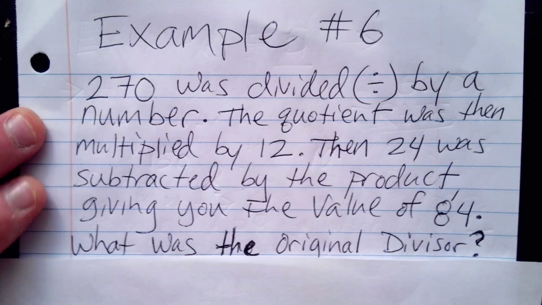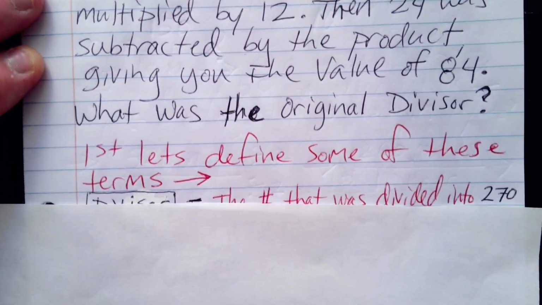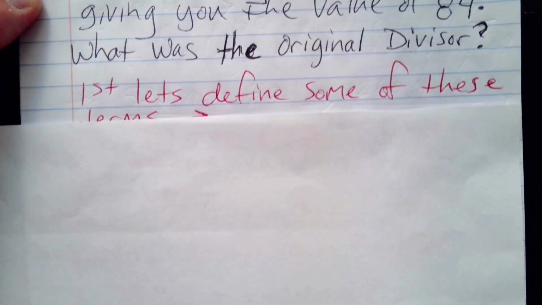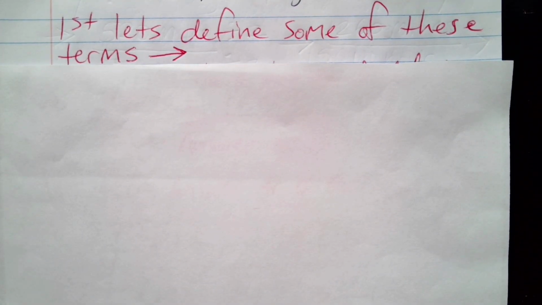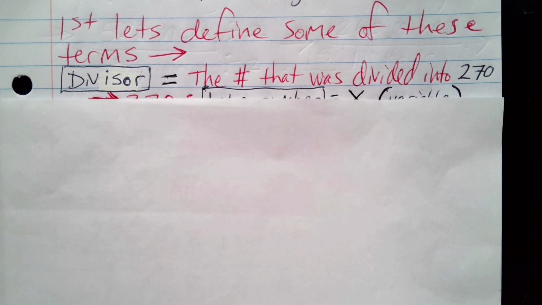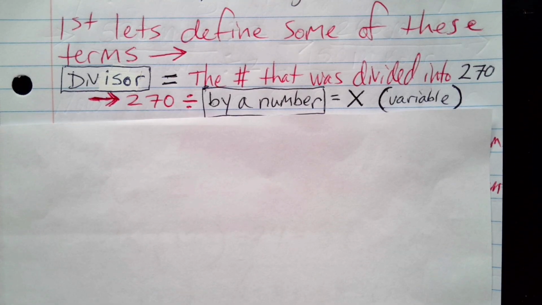So here you're going to need to know and determine a few definitions, which I've done here for you. You can, of course, rewind this video if I'm going too fast for you. First, let's define some of the terms in the problem. Divisor, that's the number that was divided into 270. So 270 divided by a number equals x. That's a variable. We don't know what that number is. That's what we're trying to figure out.